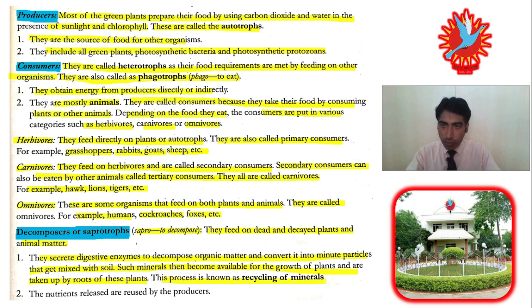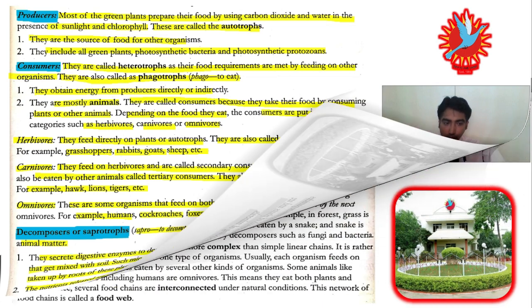So decomposers play a very important role in an ecosystem, which is known as recycling of minerals. These nutrients are released and are used by the producers. So in this way, we have finished the biotic components of an ecosystem.